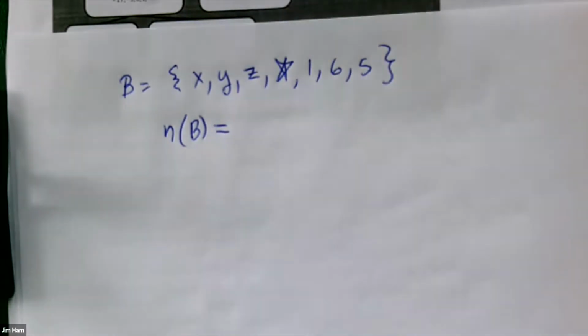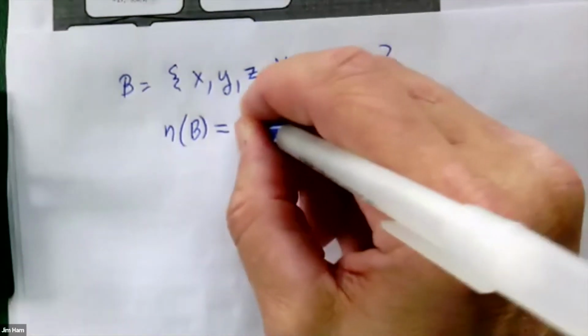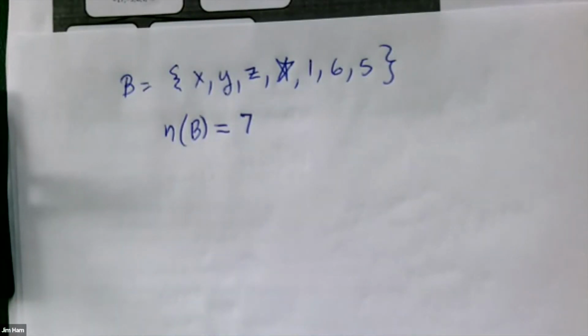Very good. You guys seem to be picking this up. Count them up. There are 7, and so the answer to that one is 7. No set, it's just a number.